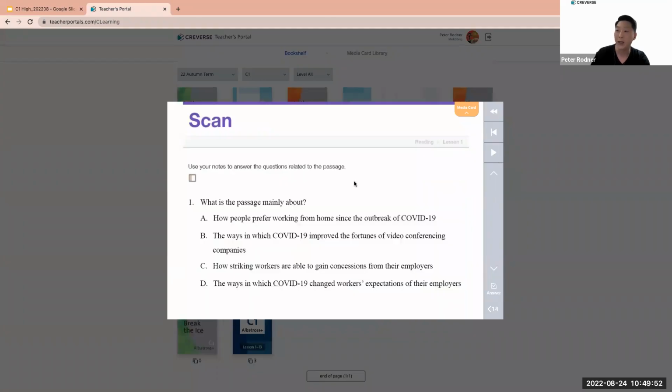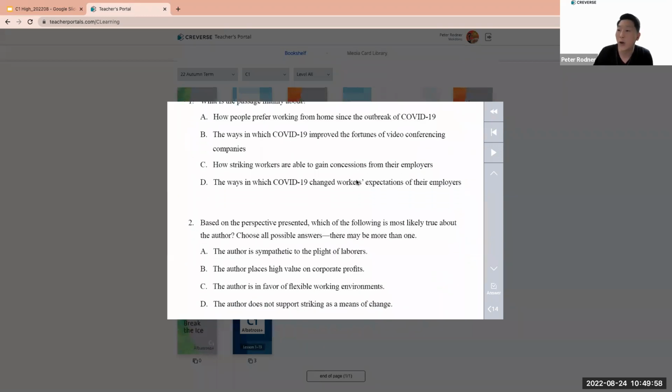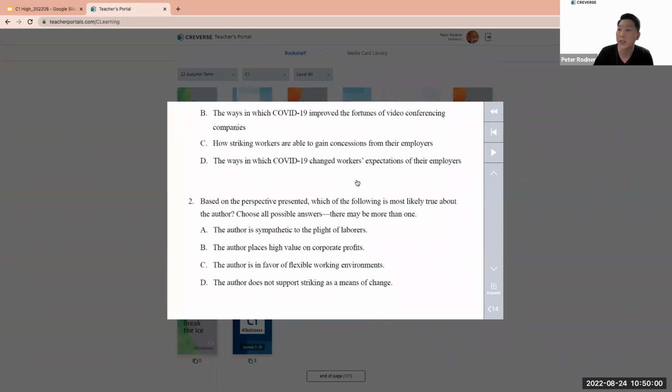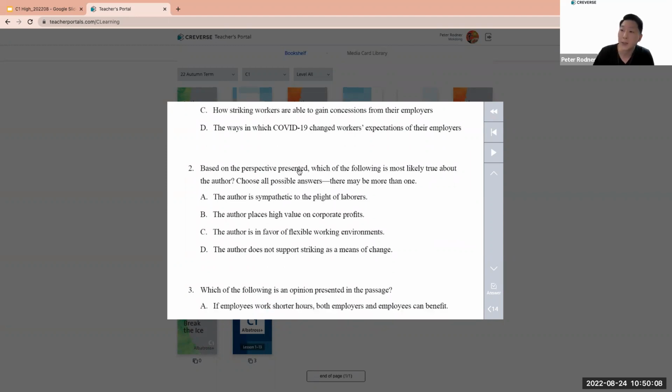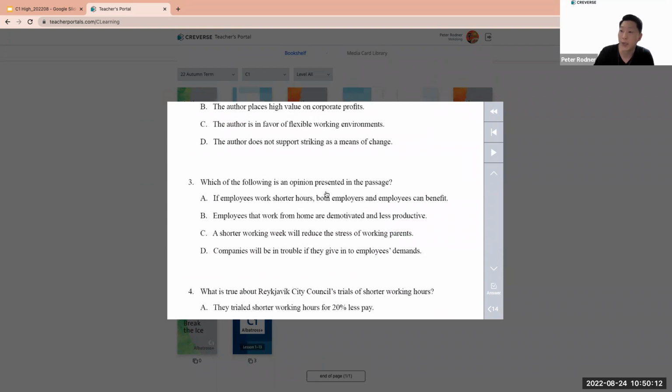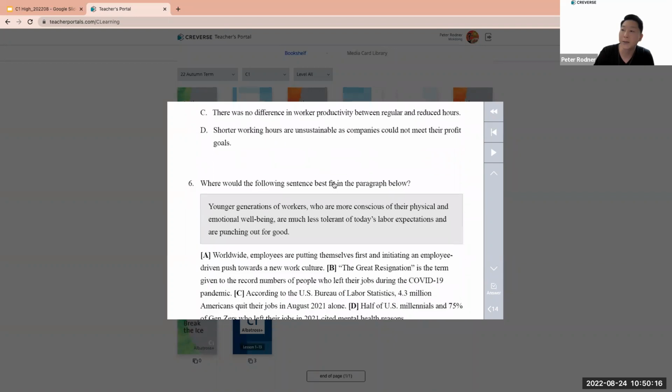Then you have the scan, which is basically answering the questions. If you remember, I told you that usually one of them is based off of the critical skill that you taught at the beginning. So here, based on the perspective presented, it looks like question number 2 and maybe question number 3. So just keep that in mind.